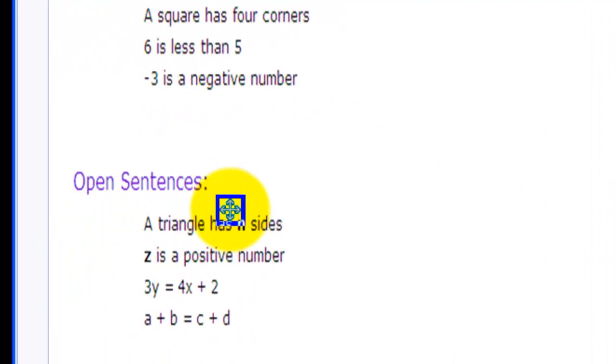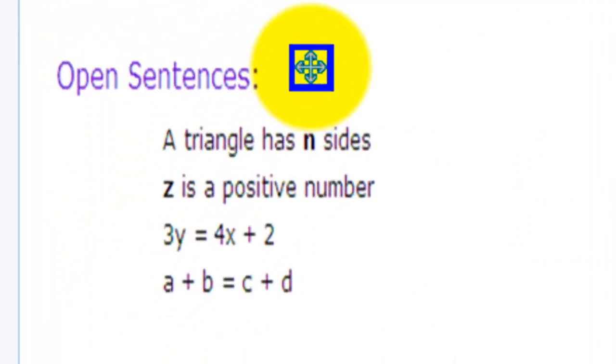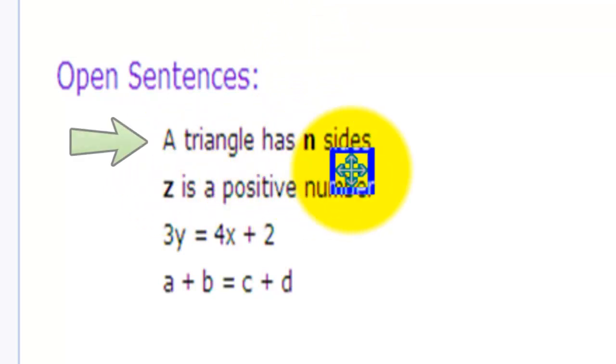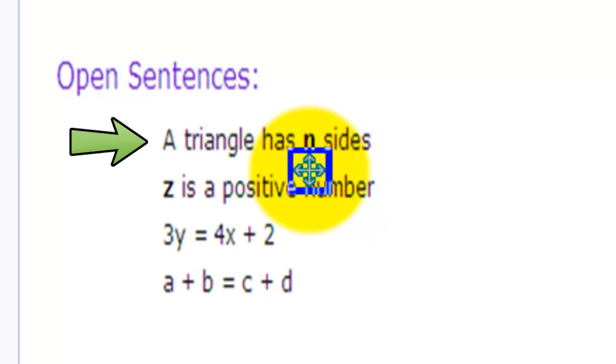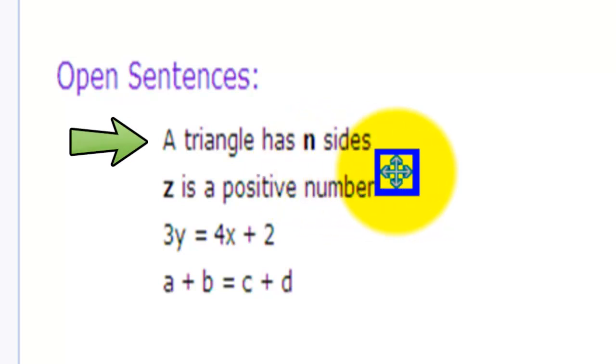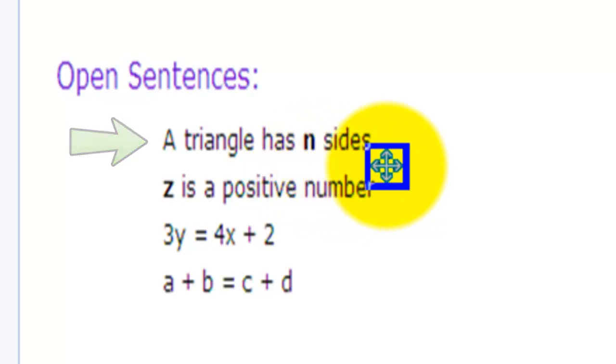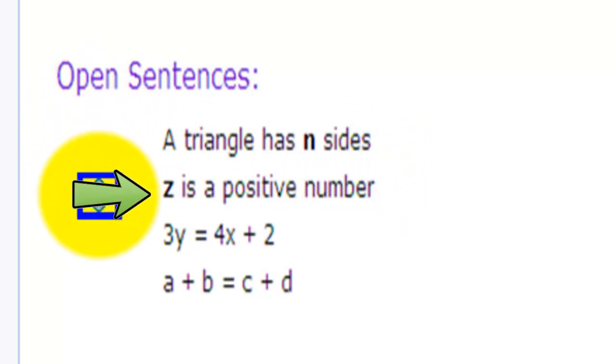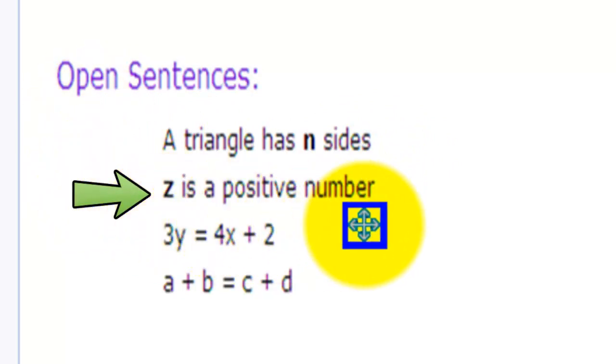Open sentences, however, we all know, could be true or false. A triangle has n sides. To make this true, we would say n equals 3. But what if they said 4? That's why it's an open sentence, because it's true or false. Z is a positive number. Well, yeah, if it's 1 or higher, then it's positive. But what if it's negative 3, negative 50?